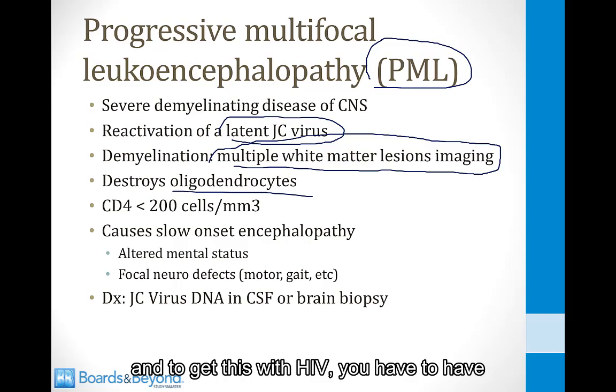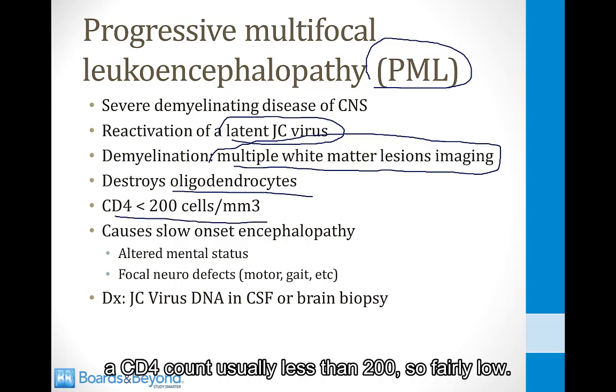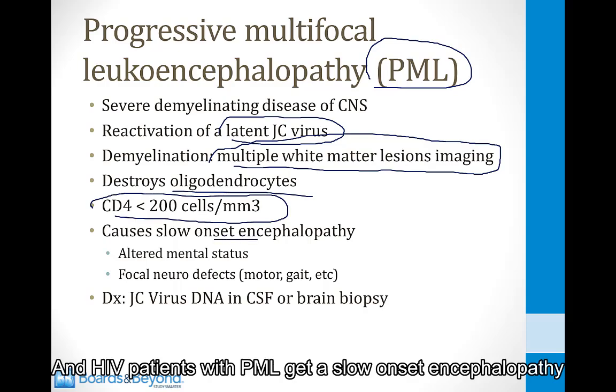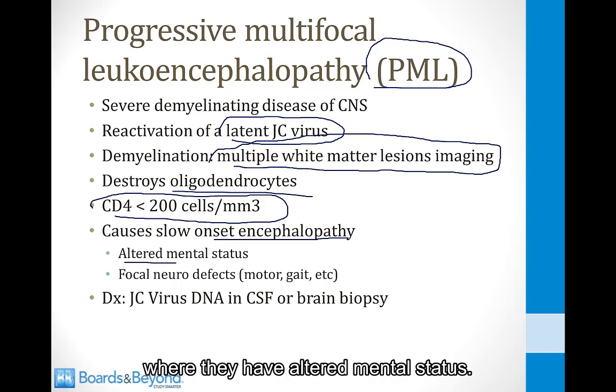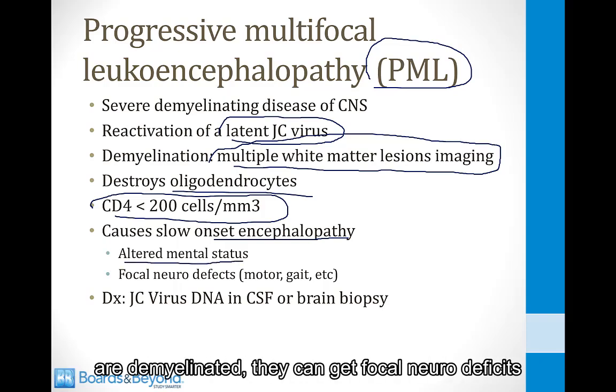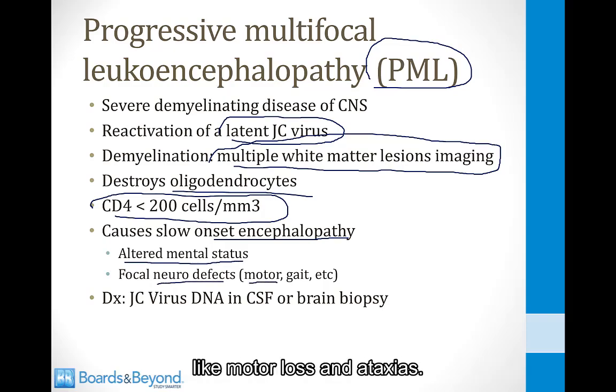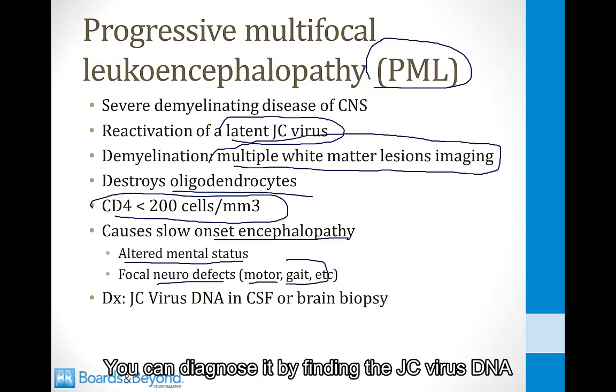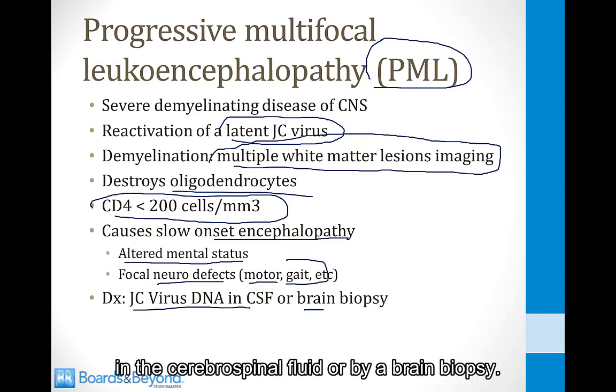And to get this with HIV, you have to have a CD4 count usually less than 200, so fairly low. And HIV patients with PML get a slow onset encephalopathy where they have altered mental status. And then depending on which areas of the brain are demyelinated, they can get focal neurodeficits like motor loss and ataxias. You can diagnose it by finding the JC virus DNA in the cerebrospinal fluid or by a brain biopsy.